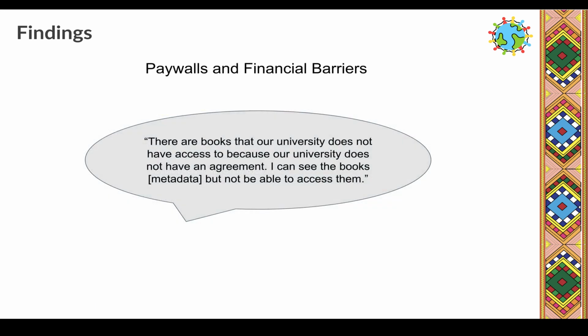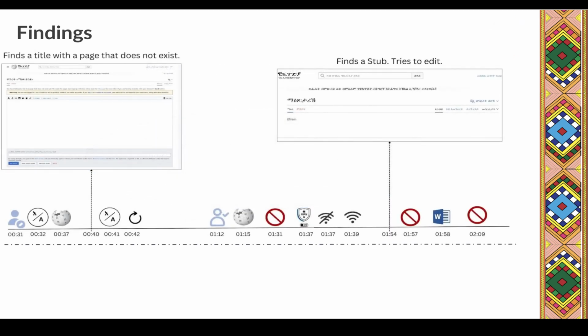A third subtheme in relation to resources is financial barriers to publishing and accessing scholarly work about and by the communities. As one participant, a lecturer at an Ethiopian university, pointed out, there are books and resources that they cannot access due to paywalls. I'm going to summarize our findings with this timeline of one of our participants.